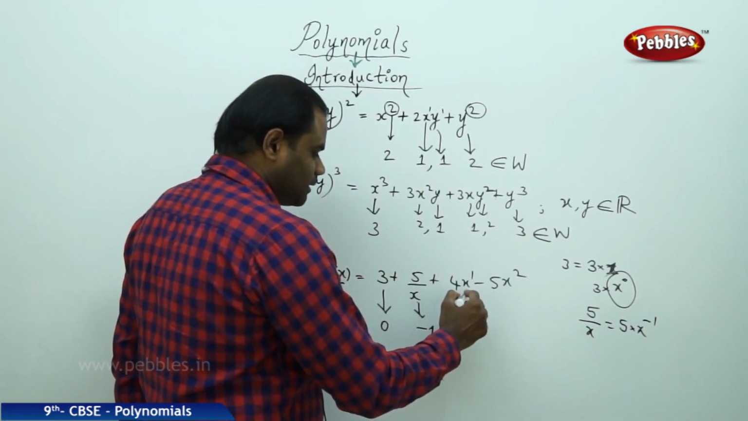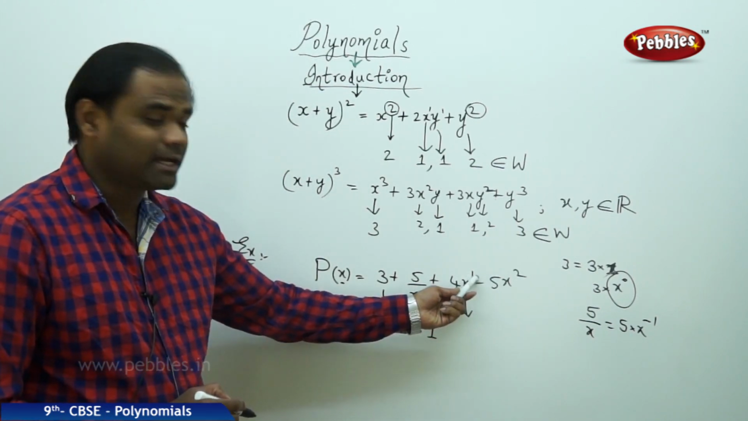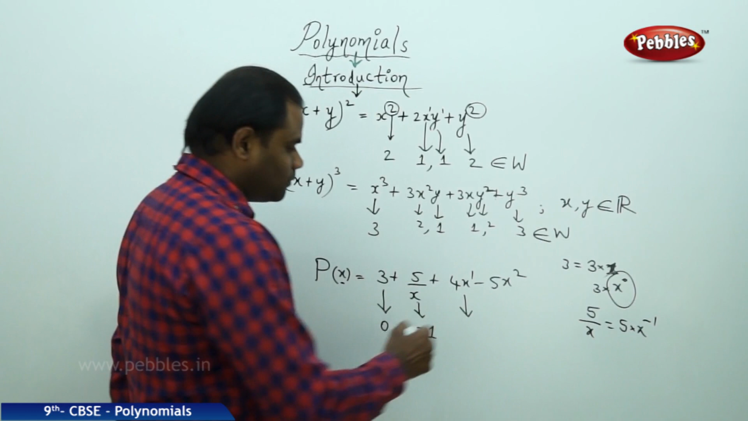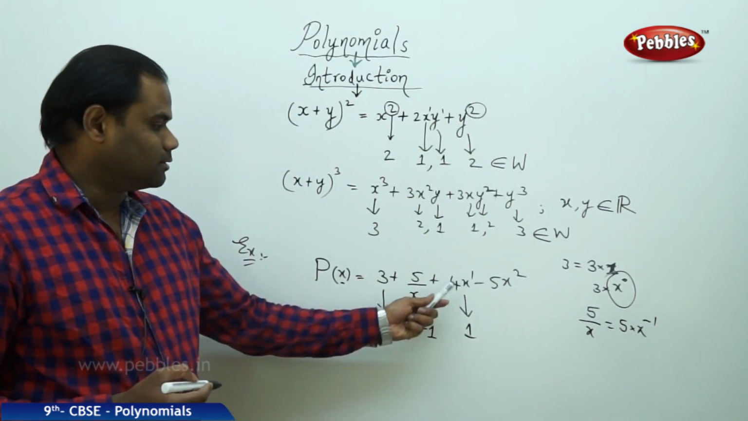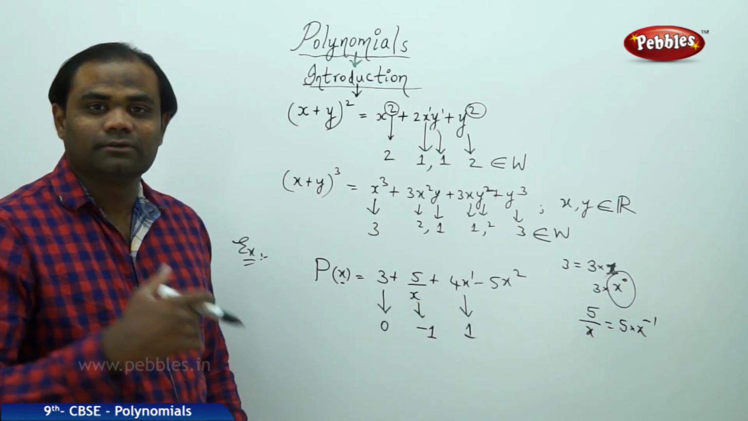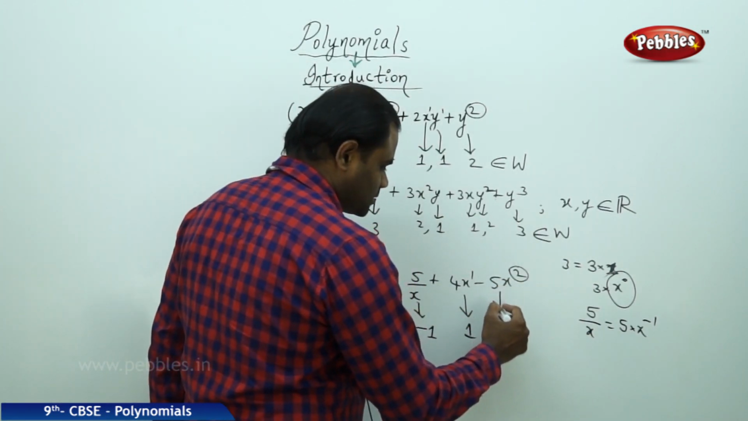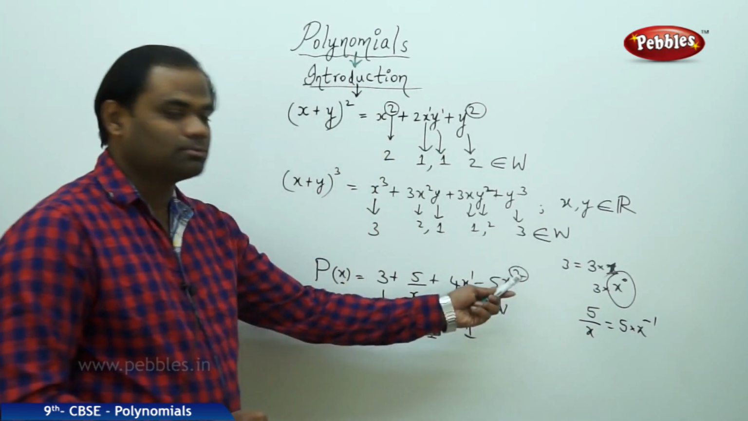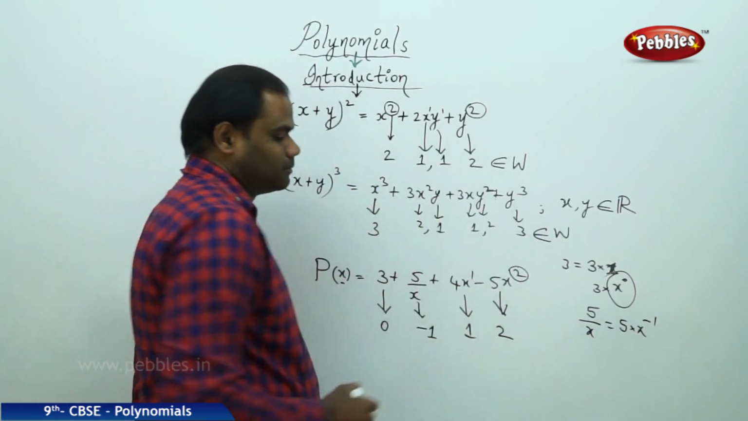Similarly, I have my third term out here, which is 4x. Therefore, the variable x has the power 1. And therefore, I have 1 as the constant derived from the variable of the third term. Similarly, let's go to the fourth term. The fourth term has the power of x clearly seen out here to be 2. And therefore, I just drop down 2 out here.